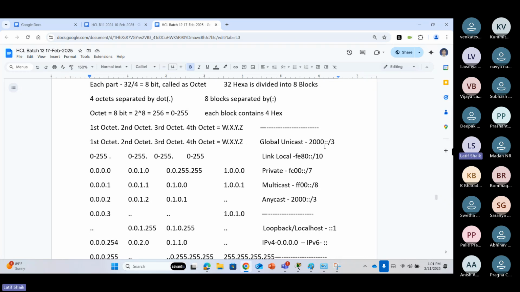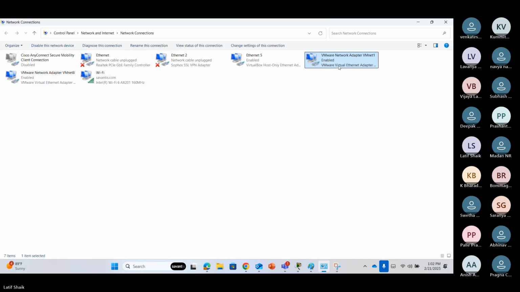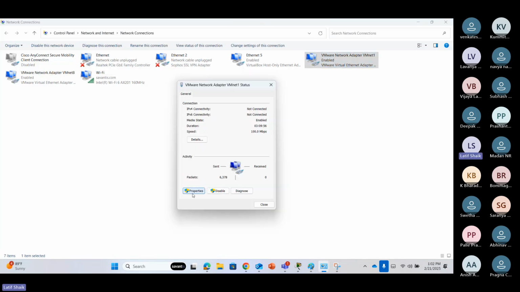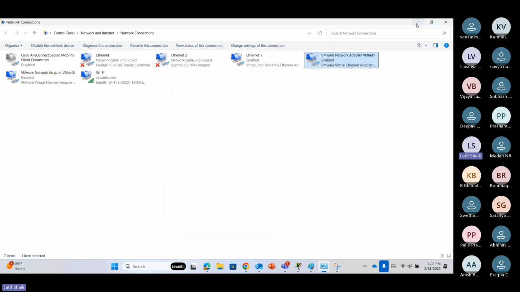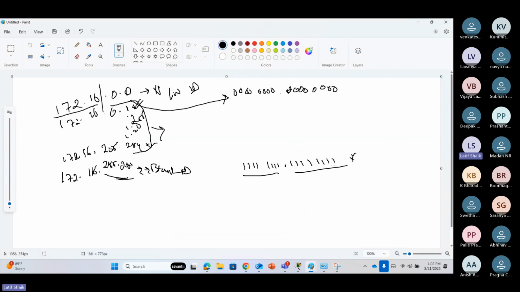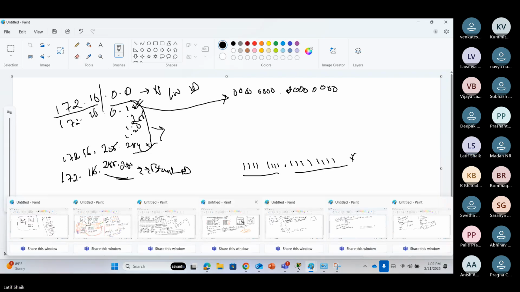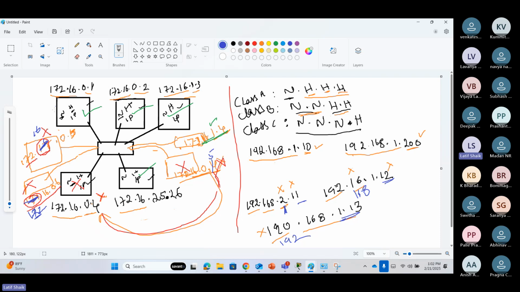So even if you check your IP address, IPv4 must be assigned. IPv6 is not required because this is a link local IP address. This is a system generated IPv6 address based on your MAC address. Within the segment you can communicate. Right. This is a segment. Within this segment you can communicate using this link local IP address.